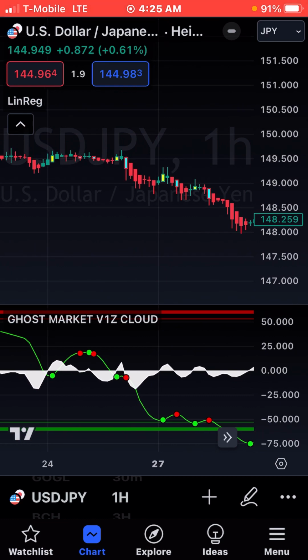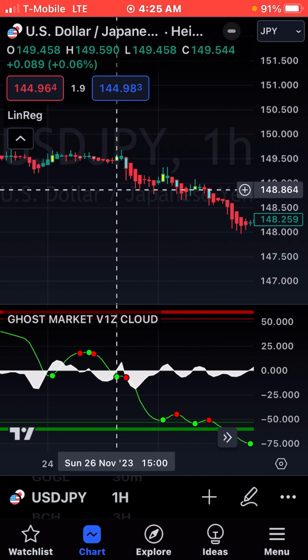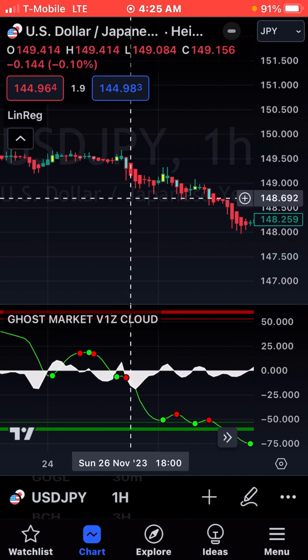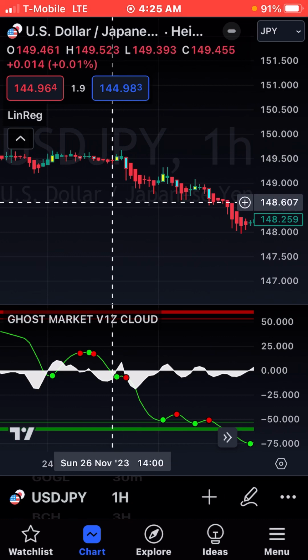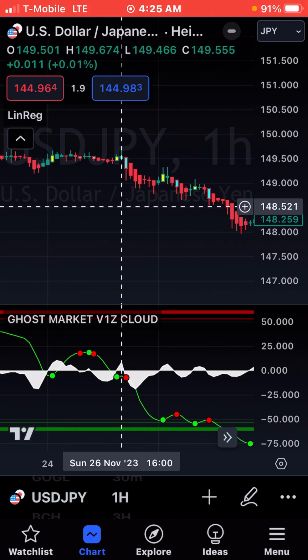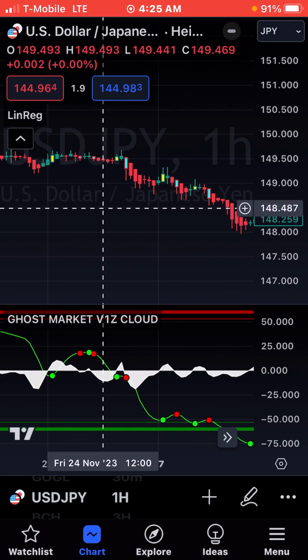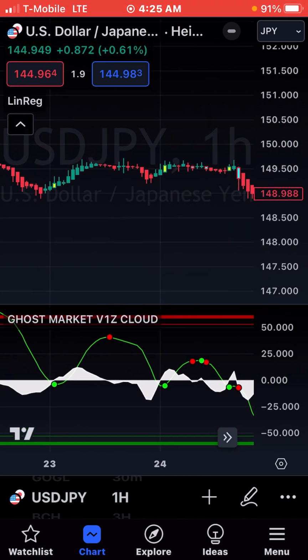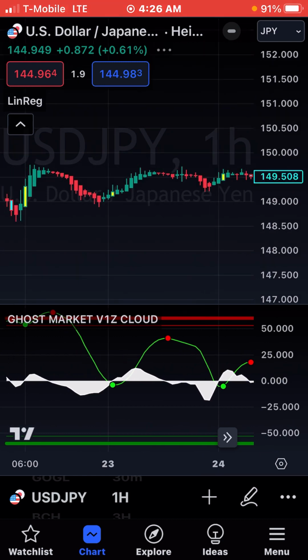Now over here you see it going through the cloud right about here. Now to me, the cloud is looking weak right here. So I personally wouldn't get in this because you see a lot of the dots, and that's what I was talking about. I'll do this a couple more times.